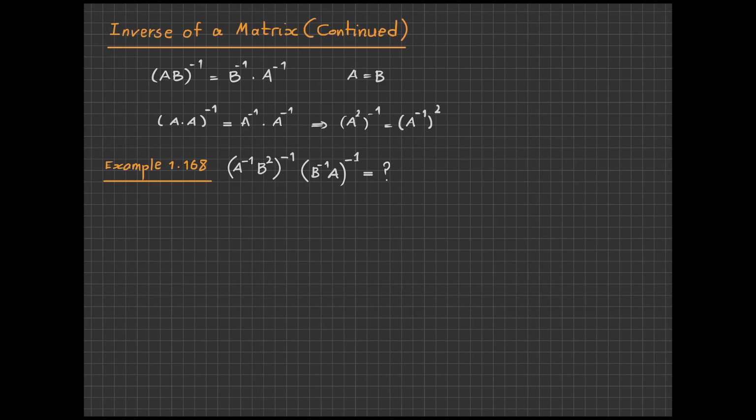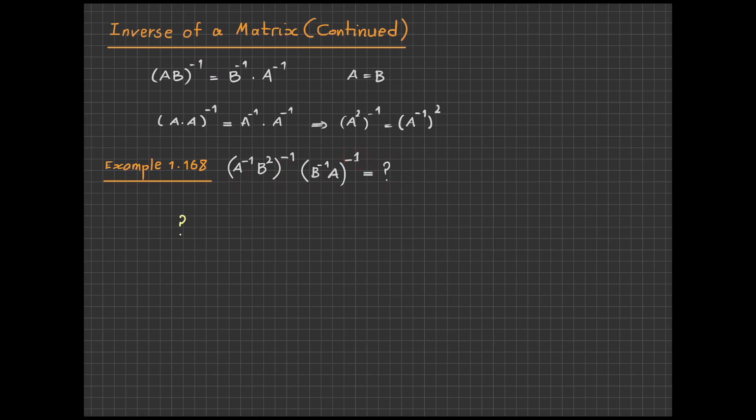Okay, so let me try to do it. How should I do that? You can help me to do it. So here I see that I have an inverse, and then I have the product of two matrices. The same here. I have the product of two matrices and I have the inverse.